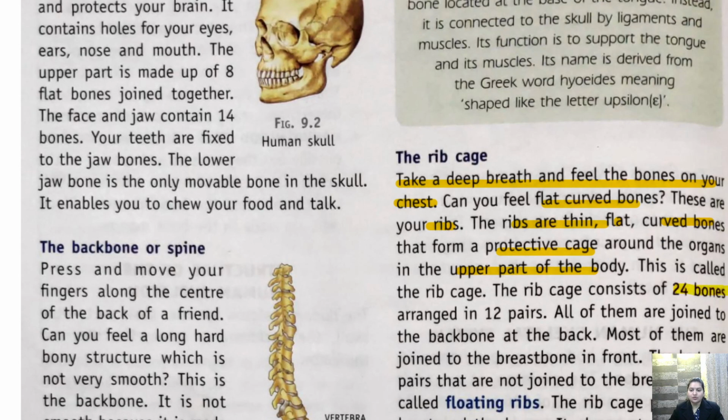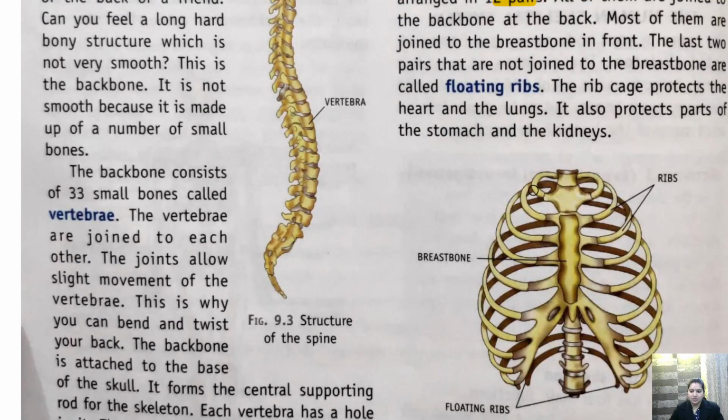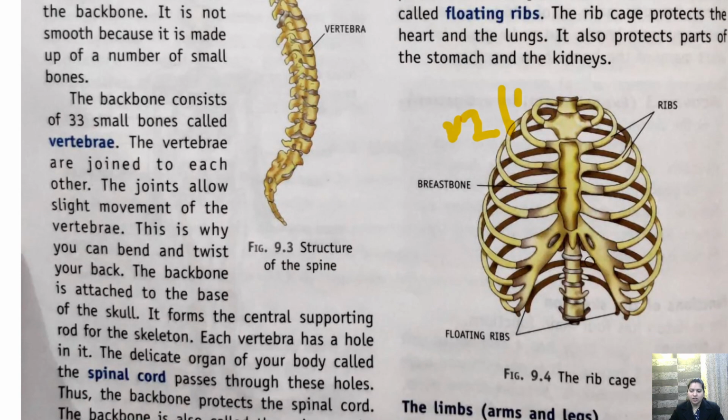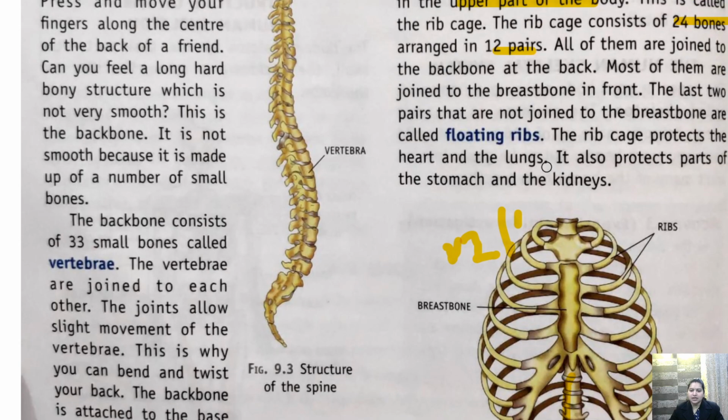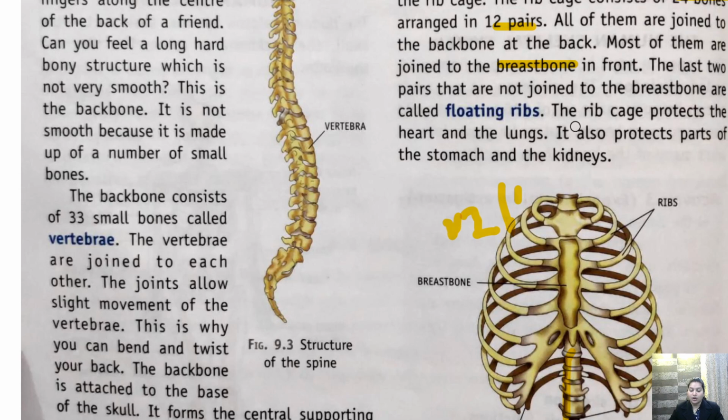The rib cage consists of 24 bones arranged in 12 pairs. All of them are joined to the backbone. That is clear. All the bones are joined to this backbone. And in front, it is attached to the center bone that is called the breastbone, or it is also called the sternum. Clear?